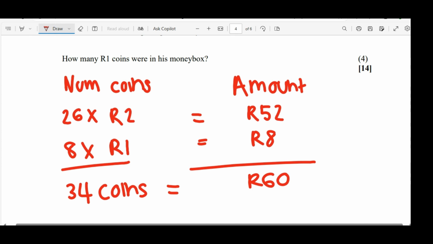I did have to play around a bit, so I tried a few different amounts. So I said, what if I had 30 2 Rand coins? What if I had 24 2 Rand coins? So you just got to play around like this until you get the correct number of coins. I need 34 coins, and they have to add up to 60 in the end.